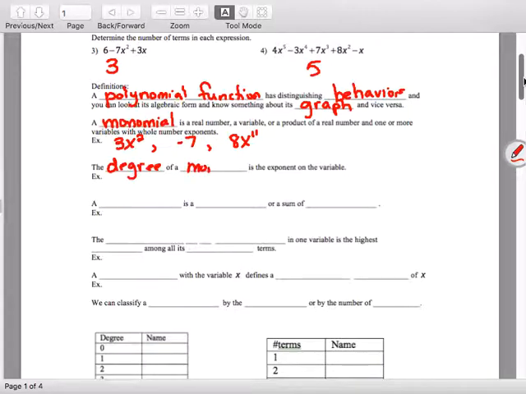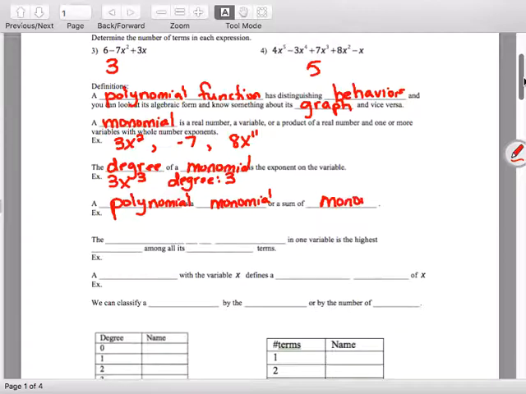The degree of a monomial is the exponent on the variable. So if I give you 3x cubed, the degree is 3, the exponent. A polynomial is a monomial or a sum of monomials. Here's an example. What if I give you 3x to the 4th plus 2x minus 1? That's a polynomial because I've added together 3 monomials.